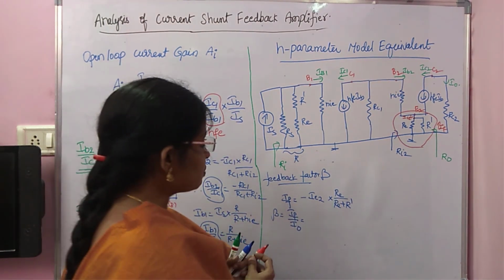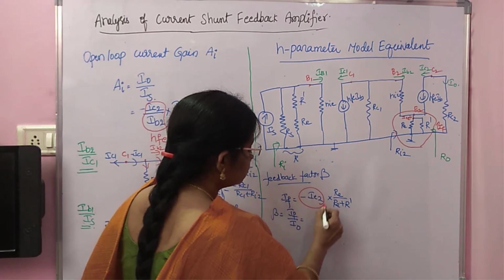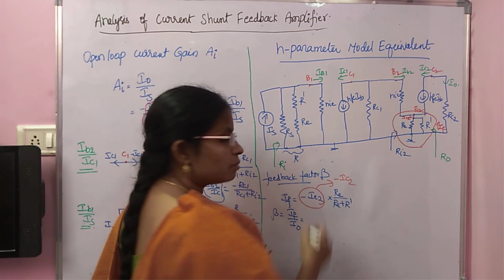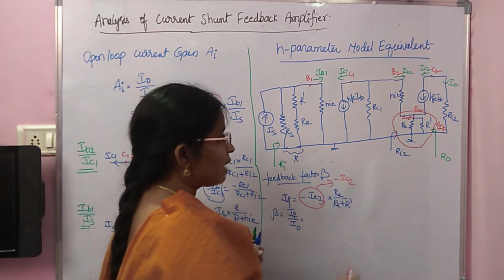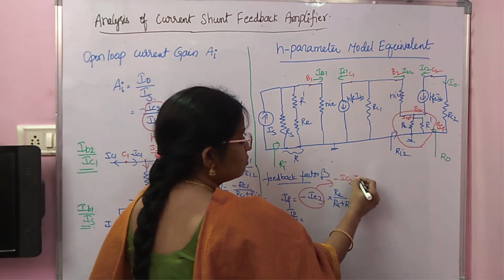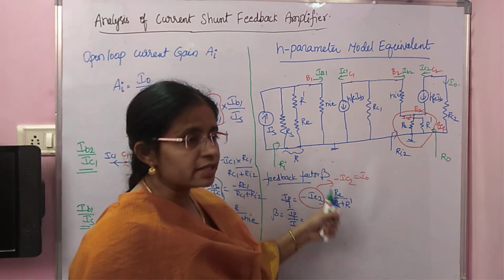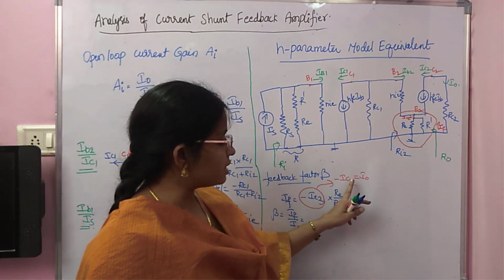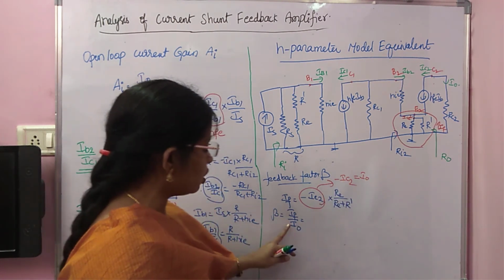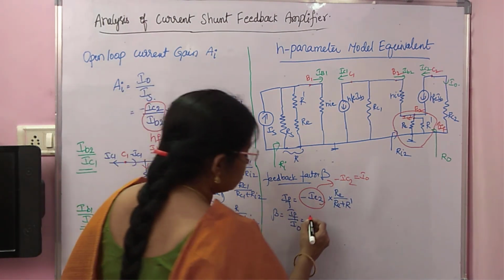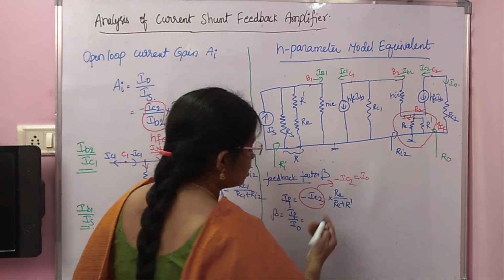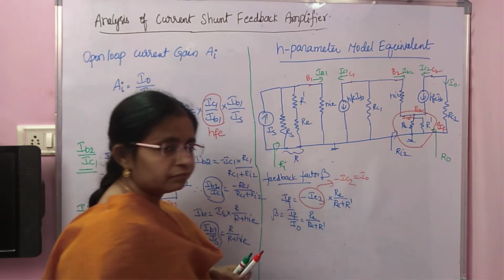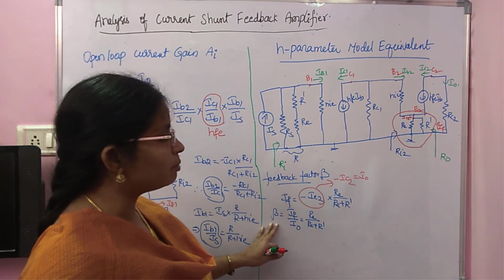See this minus IE2? Minus IE2 you can write as minus IC2. What is minus IC2? Minus IC2 is nothing but your I0, because IC2 and IE2 are approximately equal. You can write IE2 as IC2. So minus IC2 becomes I0. So what is this IF by I0 now? Simply it is RE by RE plus R dash. That's all. This is your feedback factor beta.